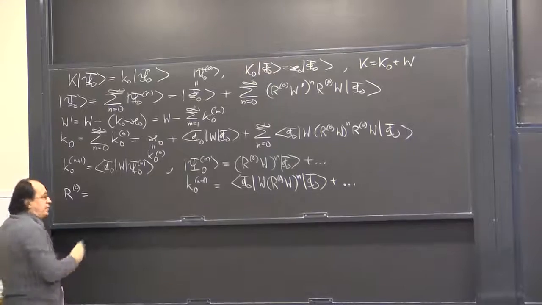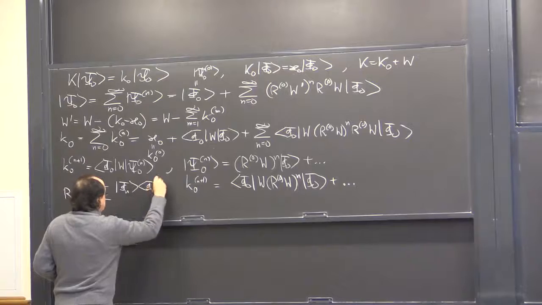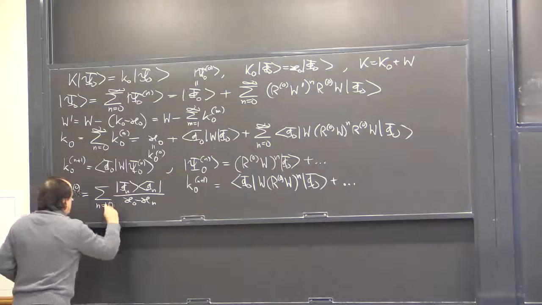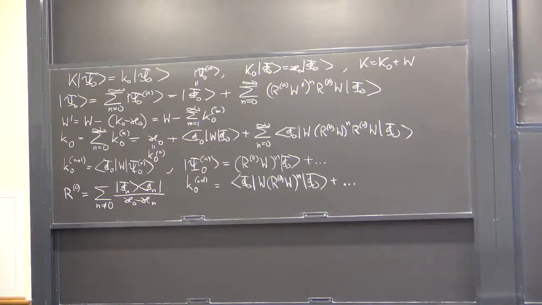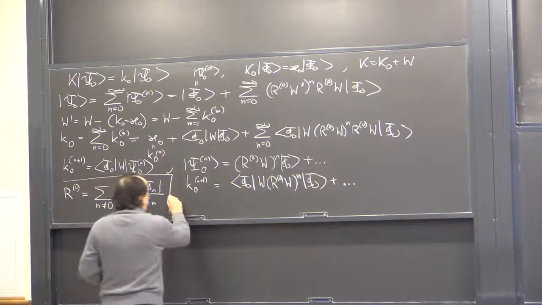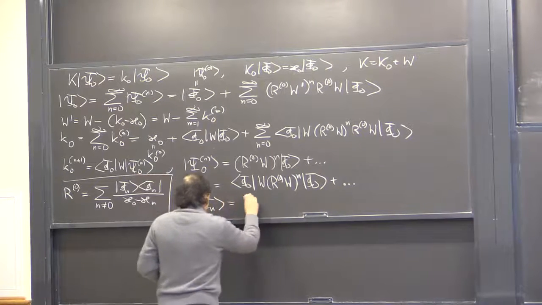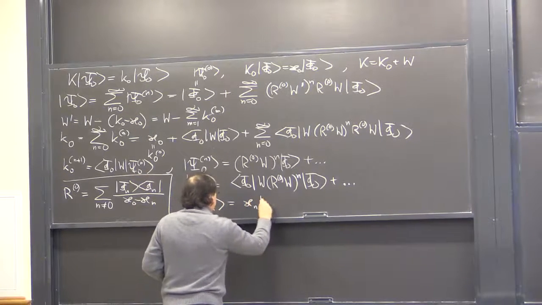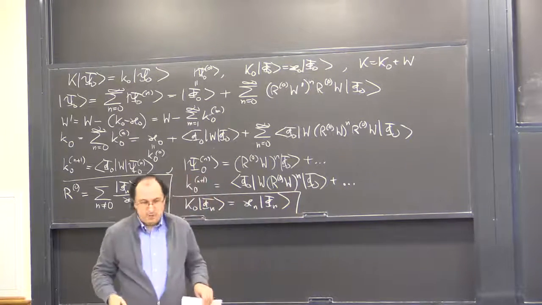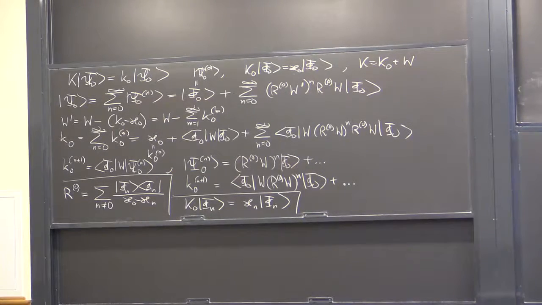has a spectral representation that looks like this: phi n over kappa 0 minus kappa n. We sum over n, avoiding of course the singularity, that is the n equals 0 term. And the phi n's here are eigenstates of the unperturbed operator. This is something we know because in perturbation theory we make the assumption that we know all eigenstates and all eigenvalues of K0.